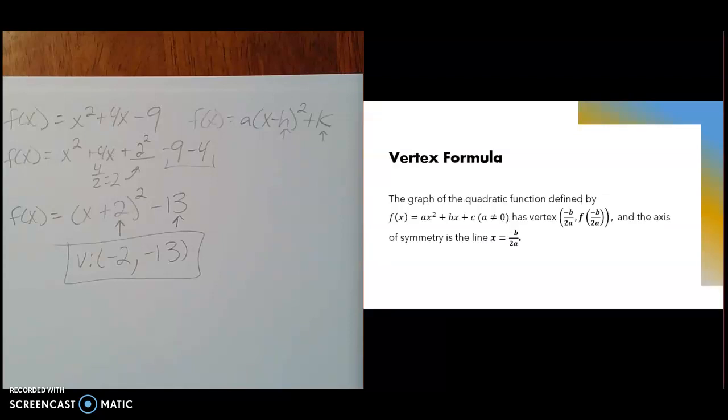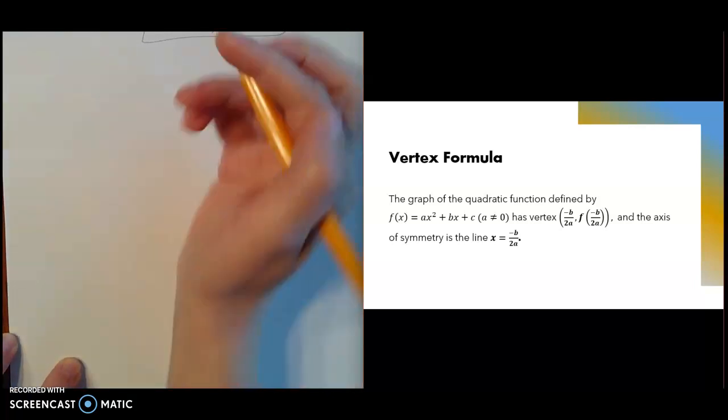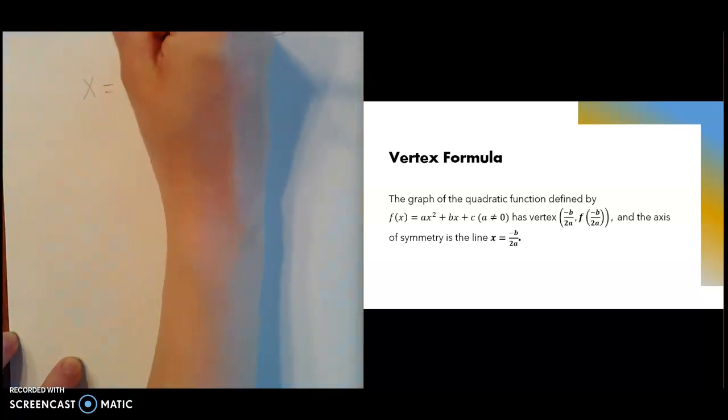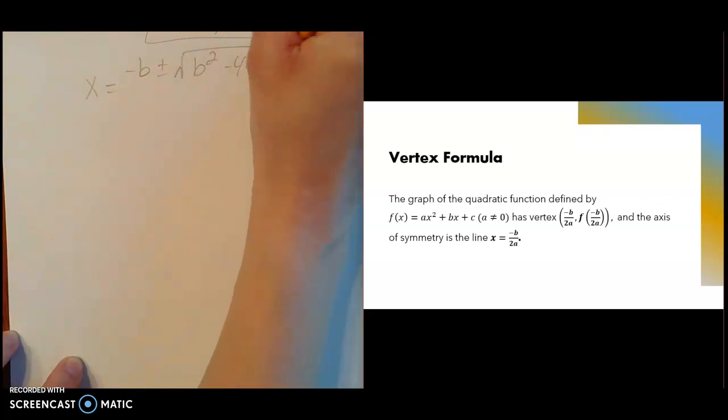All right, a little shortcut for you is the vertex formula. So the graph of that quadratic function, and we're going to define it. We have that a value, b value, and c value, just like when we were doing the quadratic formula, okay? A, b, and c are the same a, b, and c as before. It has the vertex. Basically, your x value is the opposite of b over 2a. And so, going back to that quadratic formula, remember x equals the opposite of b plus or minus the square root of b squared minus 4ac all over 2a.